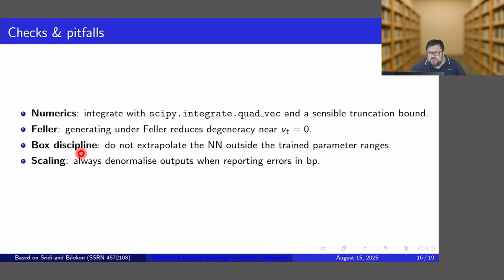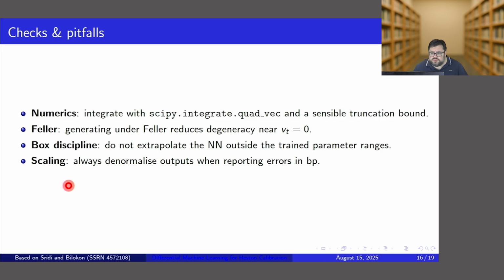Box discipline: do not extrapolate the neural network outside the trained parameter ranges. Neural nets are notorious for producing nonsensical outputs when asked to extrapolate. If you need coverage beyond your initial box, expand the sampling box and retrain. Scaling and reporting: always denormalize outputs when reporting errors in basis points. Training losses can be misleading if you forget to undo the scaling before interpreting performance. Operationally, build health checks, unit tests for integrals, distributional tests for gradients, and an out-of-box detector that refuses to use surrogate outputs if input norms are outside training support.